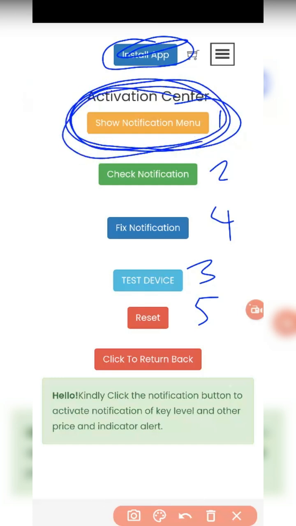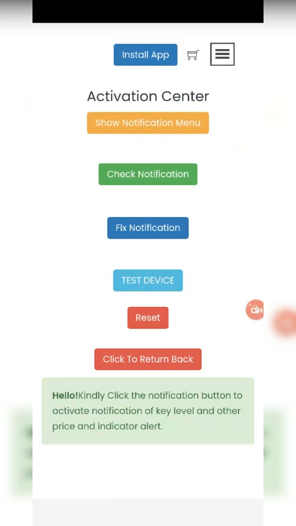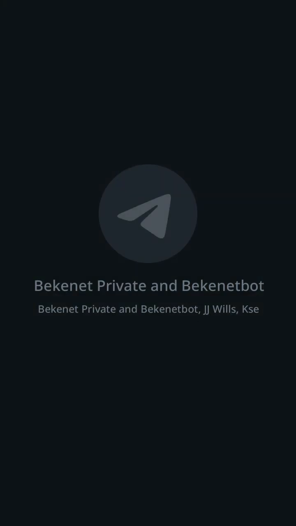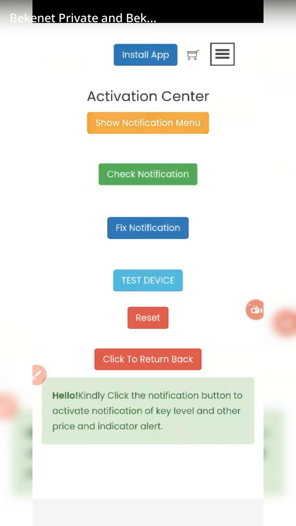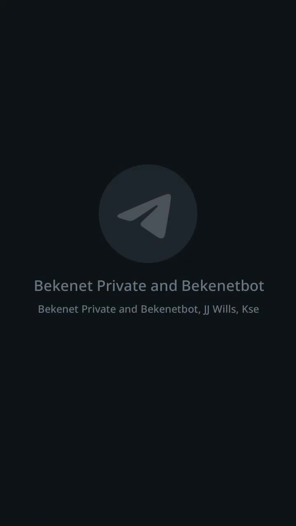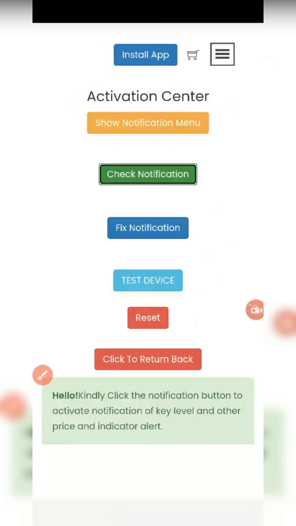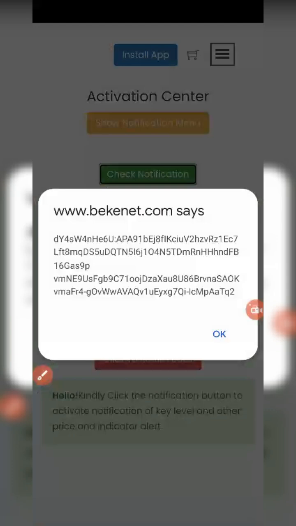Okay, so this is the first place for you to come to. Once you click on number 1, it will tell me yes or no. If I say yes, my Android phone will generate a token and send it to the Bekenet server. Then the next thing, I will click number 2, which is check notification. If I click this, I'll be able to see if my phone has actually sent a token.